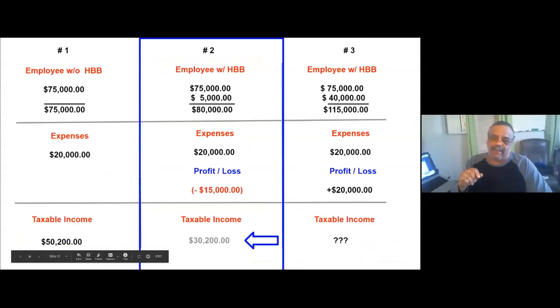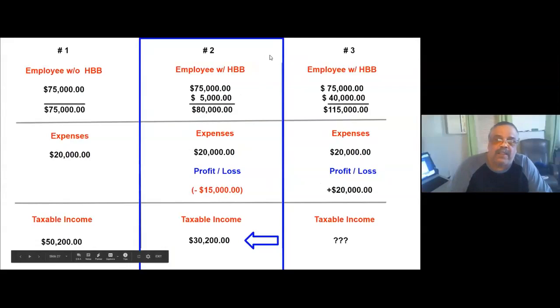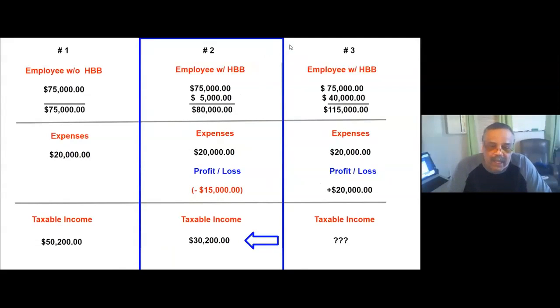When you compare that $30,200, because you have a business, look at the difference in your taxable income. You went from having a $50,200 taxable income to $30,200. You've reduced your taxable income by $20,000. Would you rather pay taxes on $50,000 or would you rather pay taxes on $30,000? You know, that's just a real simple question to ask yourself. But if you don't own a business, you can't get that.